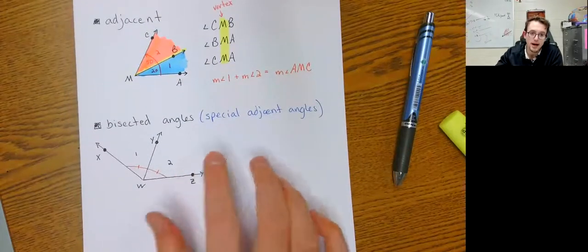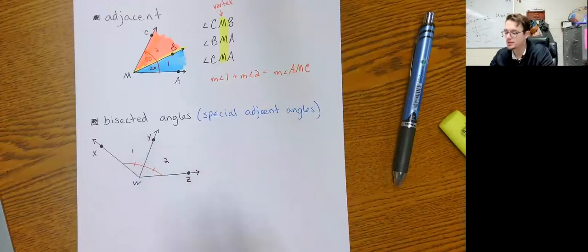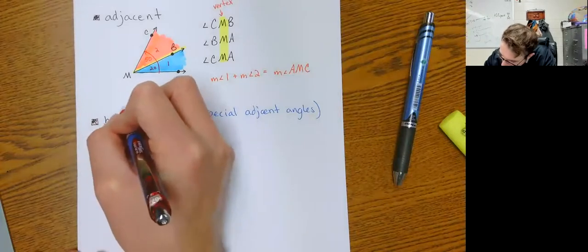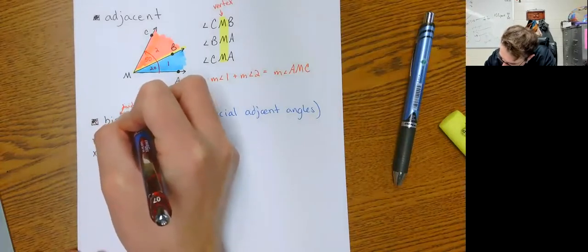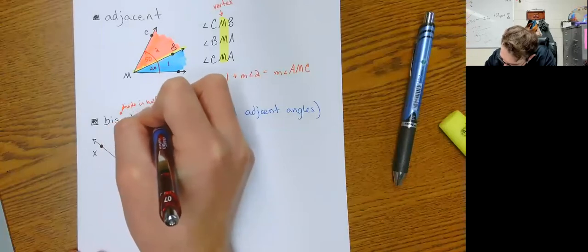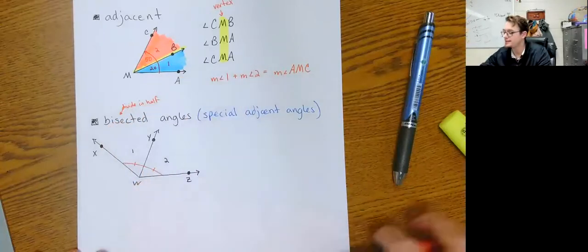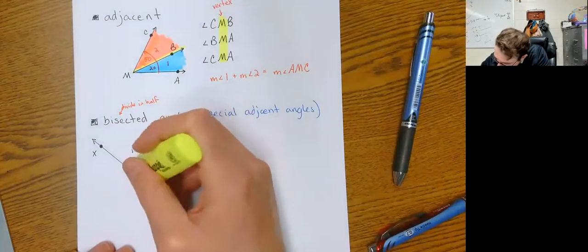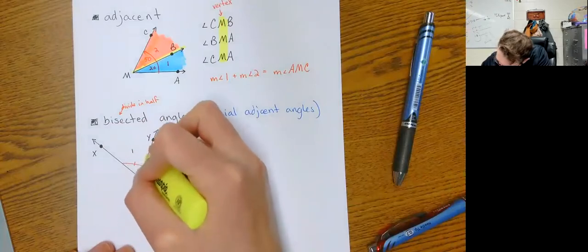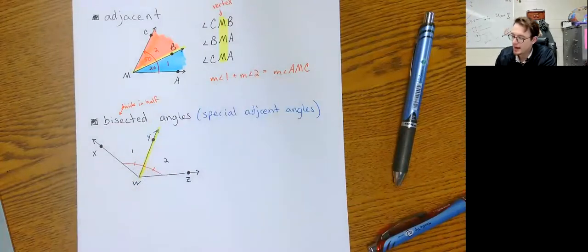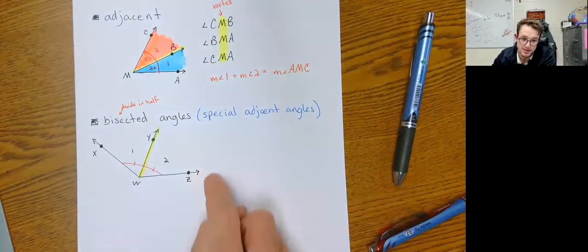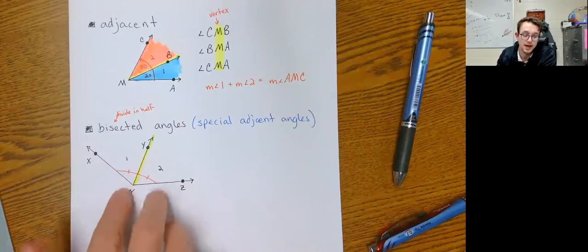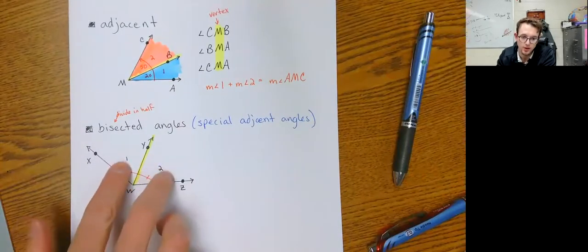And then there are some special types of adjacent angles. Down here we have a bisected angle. The word bisect means to divide in half. So I have a bisector here, and it's the shared side. I have a bisector that's bisecting the angle ZWX into two congruent parts. That's what those tick marks mean. So I have this angle that's being bisected into two congruent angles.